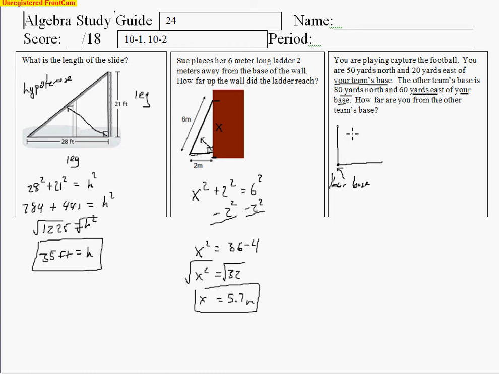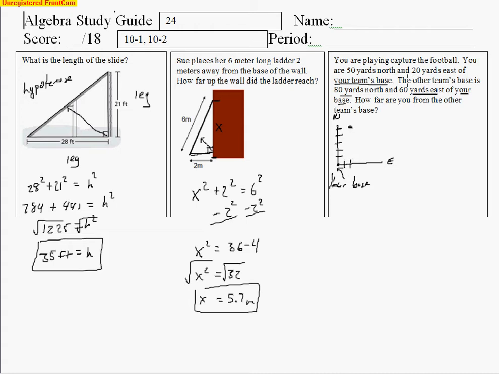And so we're going to do the U first. You are 50 yards north and 20 yards east. So this is north, this is east. And those are both positive directions, so I just have the first quadrant here. So 50 yards north, so let's count by tens here: 10, 20, 30, 40, 50, and we are 20 yards east, so 10, 20. So I'll go ahead and put a dot right there.